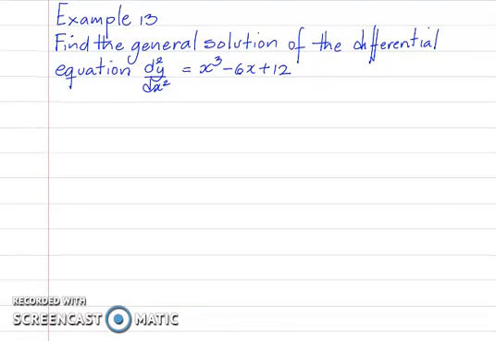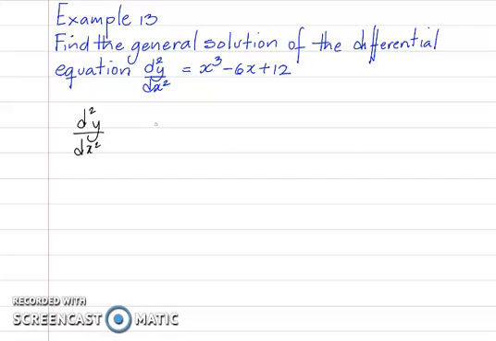Example 13. It says find the general solution of the differential equation d2y by dx squared is equal to x cubed minus 6x plus 12. All right, so let's start by writing d2y by dx squared is equal to x cubed minus 6x plus 12.